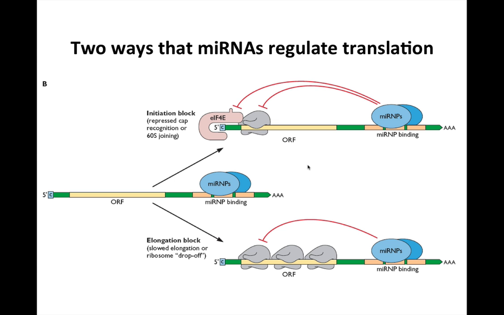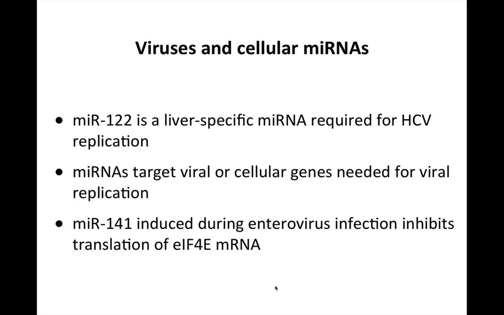We think that these affect translation in two ways. The mechanisms are still being worked out, but here we have an mRNA with these microRNPs bound to the 3' end. Remember, the microRNAs plus a couple of cell proteins. It's been found that the microRNPs bound to the 3' UTR can affect initiation. They can block cap recognition or even 60S subunit joining. Again, mechanisms to be determined. And they can also block elongation. So depending on the particular microRNA, it can have an effect by causing ribosomes to slow down, for example, or even fall off. So that's how they regulate translation.